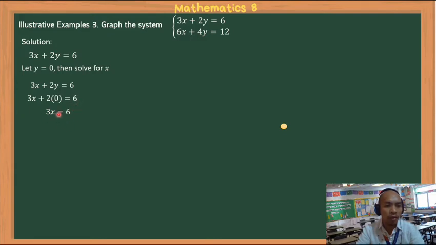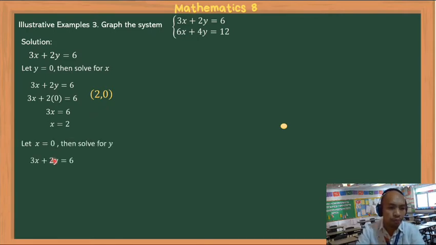Solve for x. We divide both sides of the equation by 3, and x is equal to 2. So our ordered pair: when x is 2, y is 0. For the y-intercept, we let x be equal to 0. So 3 times 0 plus 2y is equal to 6. 3 times 0 is 0, then 0 plus 2y is 2y, equal to 6. Divide both sides by 2, so y is equal to 3. Our ordered pair: when x is 0, y is 3.